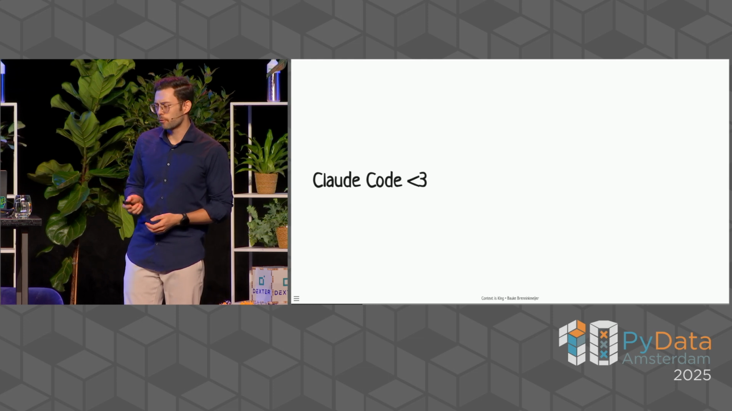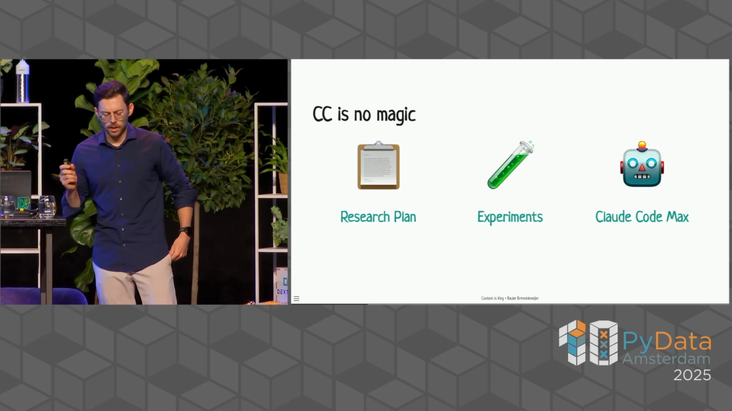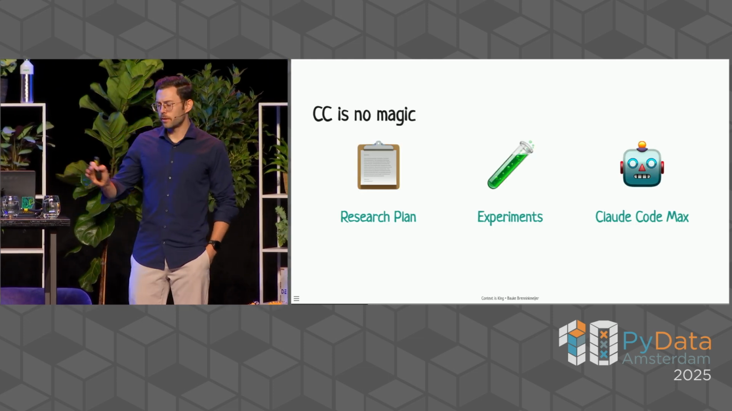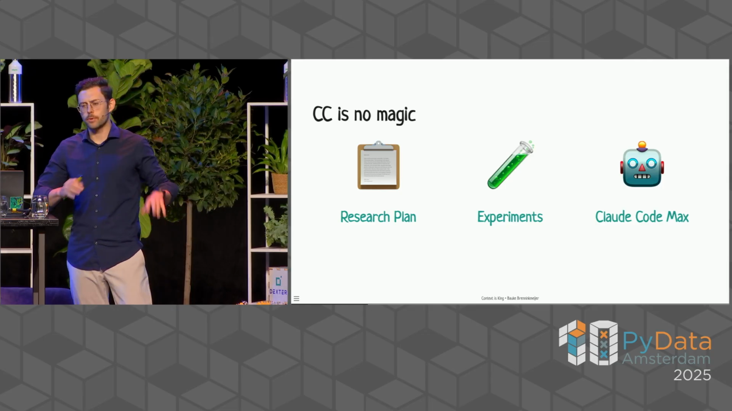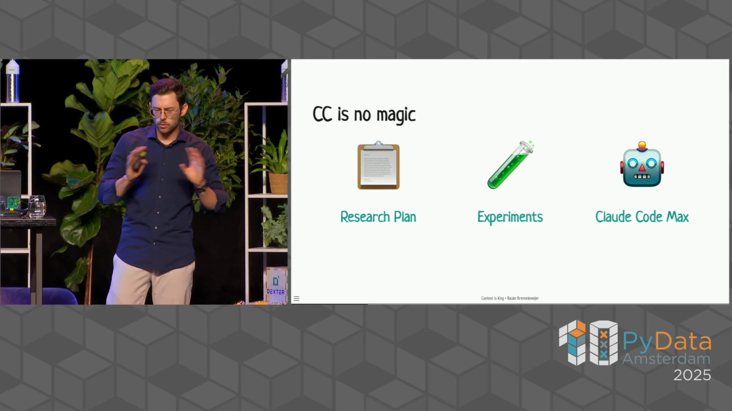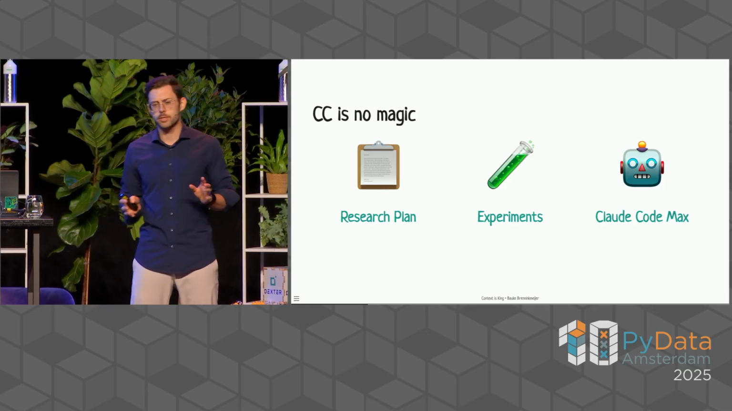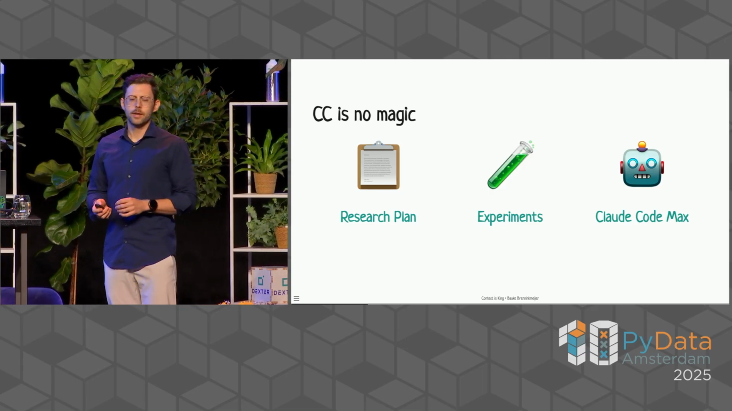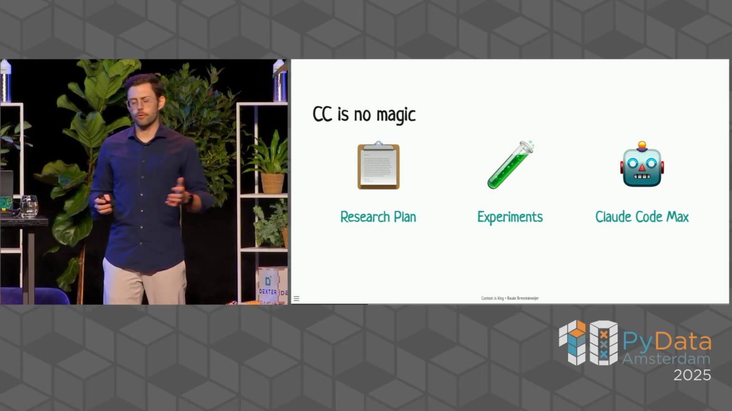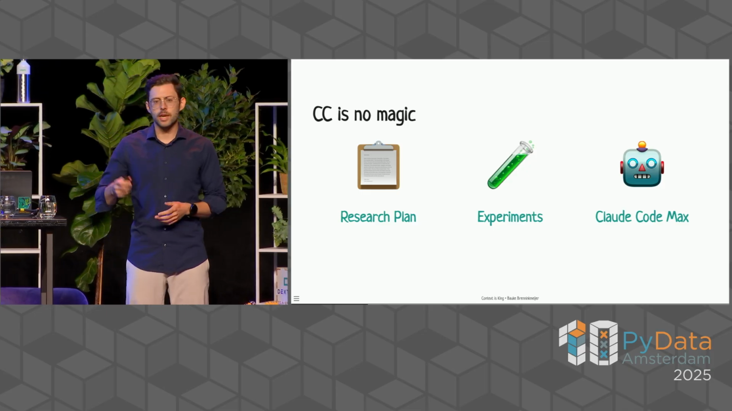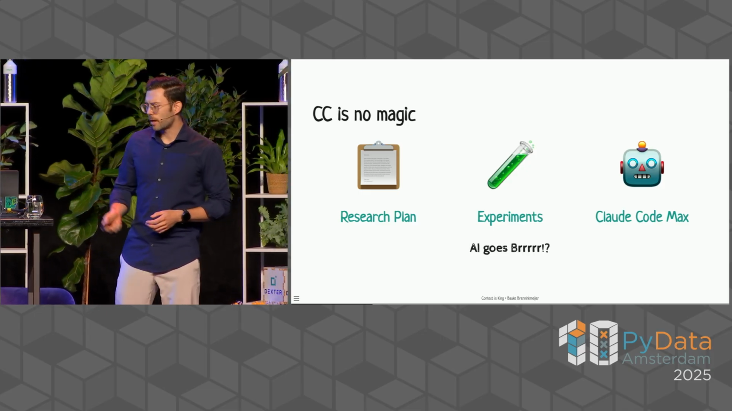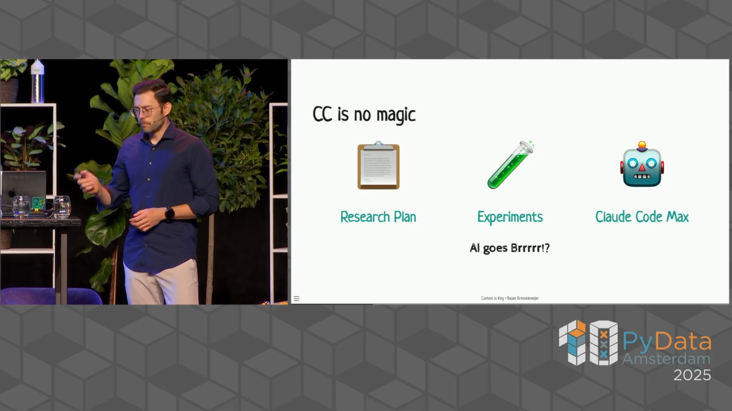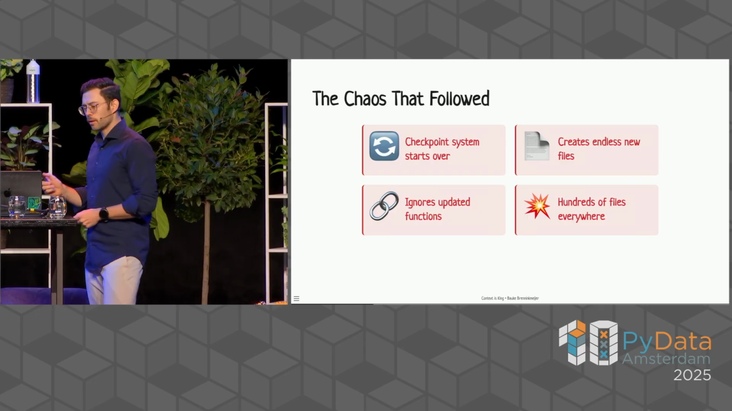And I was preparing for this talk by writing the whole plan. I had everything set up in a document, the questions, the hypotheses, the experiments I wanted to run. And I was like, okay, we've come so far with AI. Claude Code works quite well for many things, so how about I just let it rip in this case? So AI goes brr. It did go brr, but not in a good way.